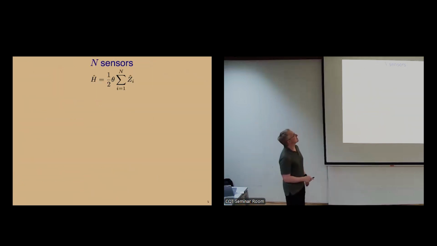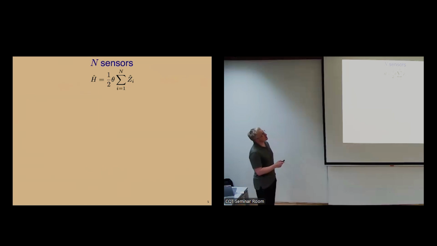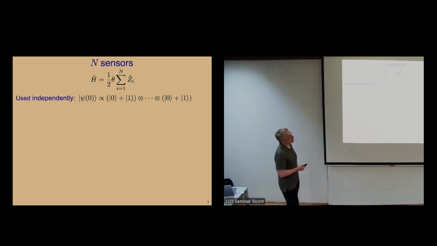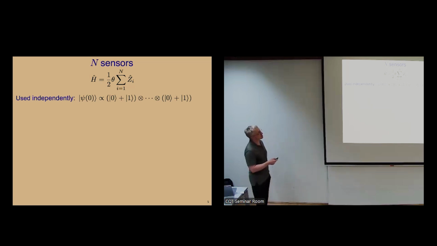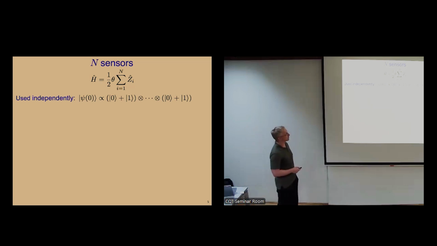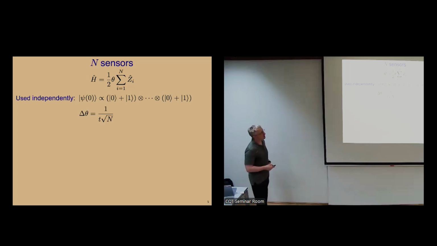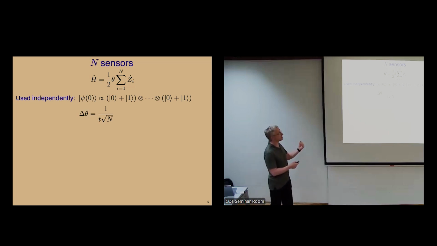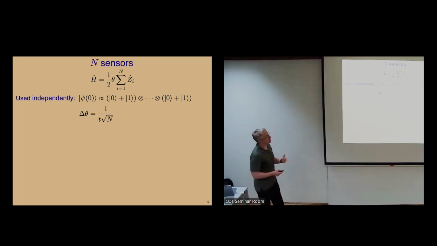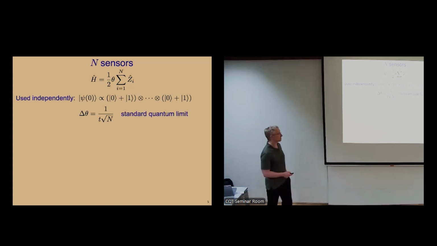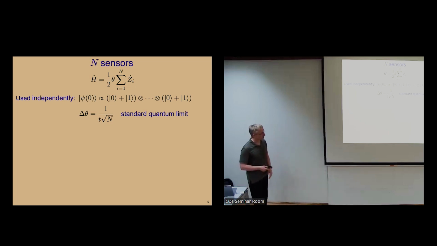Okay, so now let's suppose we have n sensors. So let's suppose all n of these sensors are coupled to the same parameter theta. So then there are two approaches, at least for measuring this theta. One is just to use our sensors independently. So prepare each of them in this theta 0 plus 1. So I drop the 1 over root 2 in each sensor. And then each sensor gives me 1 over t uncertainty. And then because of this standard statistical reduction, I get 1 over square root of n improvement from n sensors. And this is called the standard quantum limit. That's the best you can do without using entanglement.